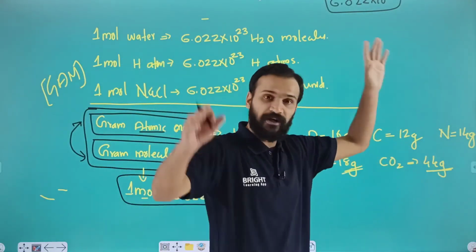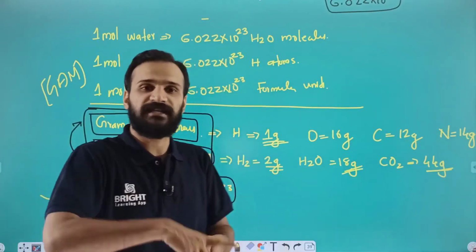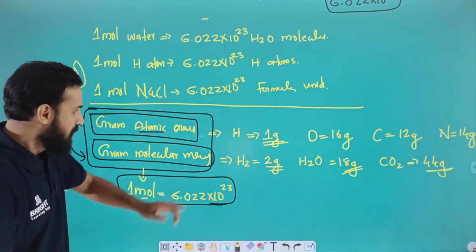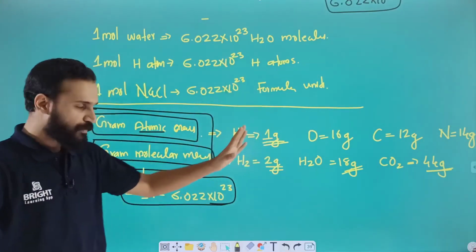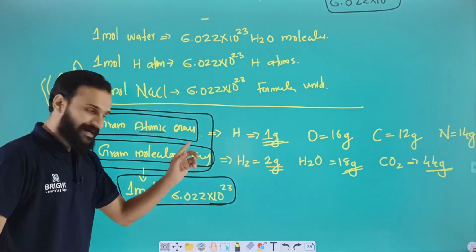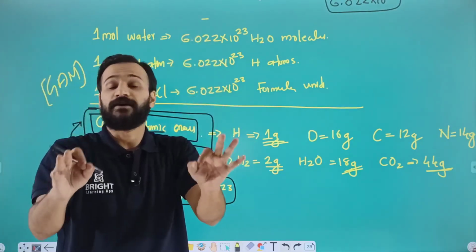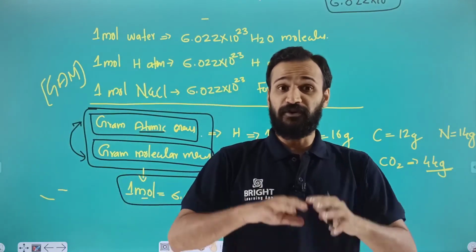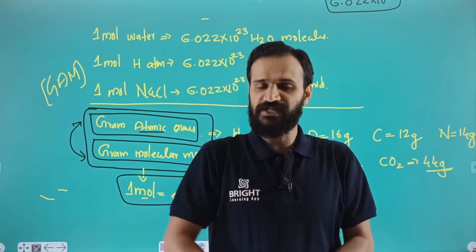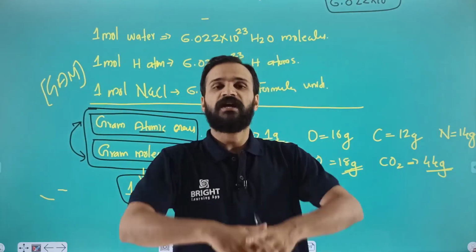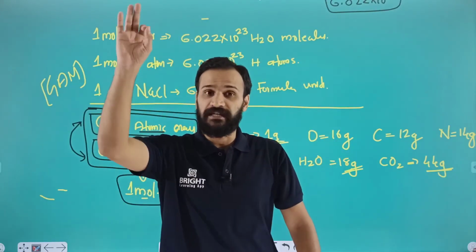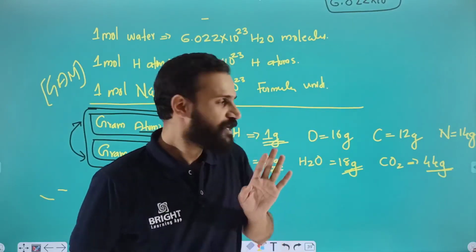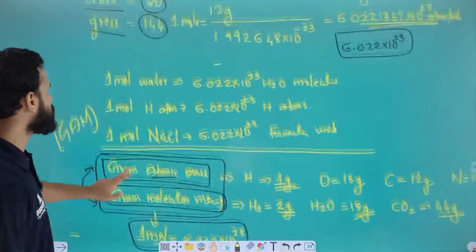If you are taking 44 gram carbon dioxide, no doubt it will contain Avogadro number of carbon dioxide molecules. If you take 2 gram hydrogen, no doubt it also contains 6.022 into 10 raised to 23 hydrogen, not atoms, sorry, it is molecules. Have you clear? So we can generally say that if you take a gram atomic mass of a substance, it will contain Avogadro number of atoms. If you take gram molecular mass of a substance, it will contain Avogadro number of molecules. Have you clear?